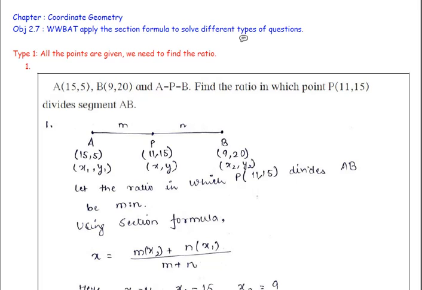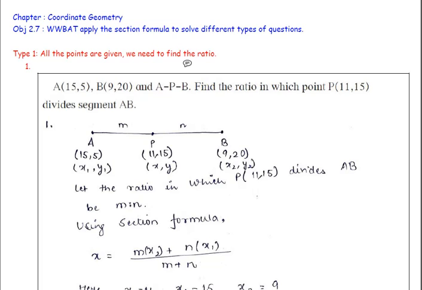We have already seen direct questions in the previous objective. Here we will be doing some indirect questions. So keep on pausing and writing the questions and solve along with the video. In the first type of question, all the points will be given. We need to find the ratio.